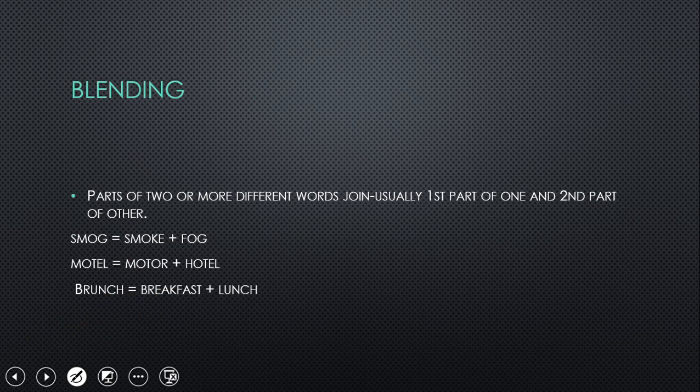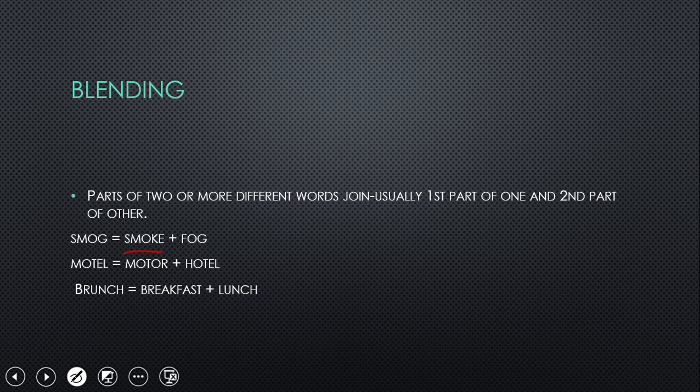Next is blending. Blending is that process of word formation in which two or more different words are joined, and the first part of one word and the second part of the other word are combined to form a new word. For example, smoke and fog will be combined and they will make a new word, that would be smog. From smoke they have taken sm, and from fog they have taken og. Got it? So smog would be a new word.